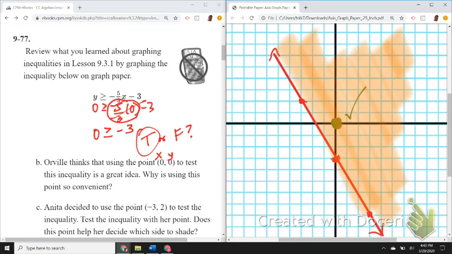Now, if that point were not true, that would not be a good answer, and then I'd go ahead and shade the other side. Okay? And again, you get used to this.